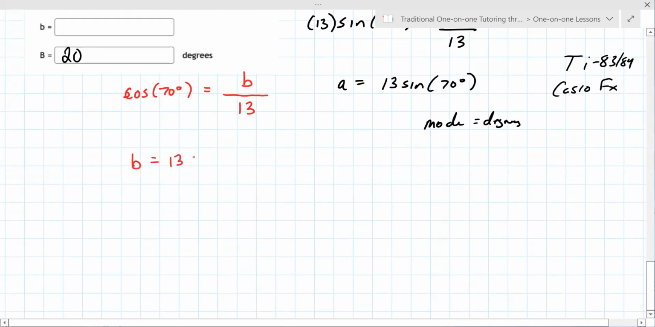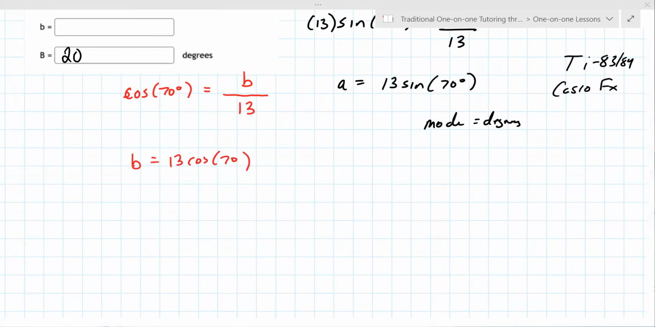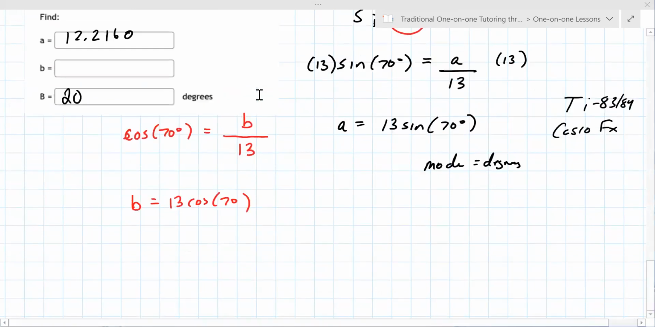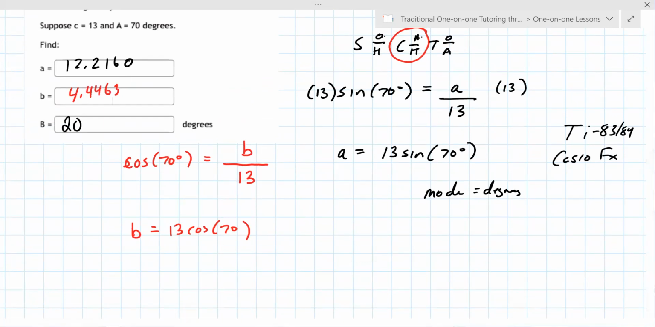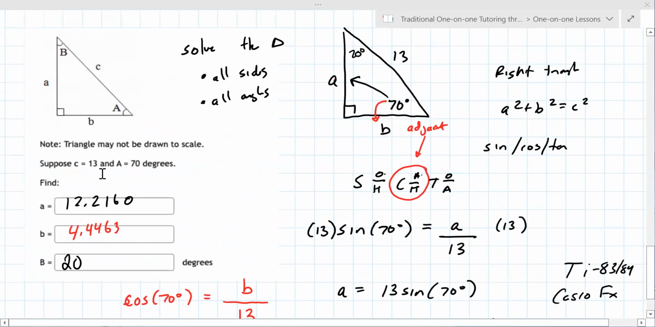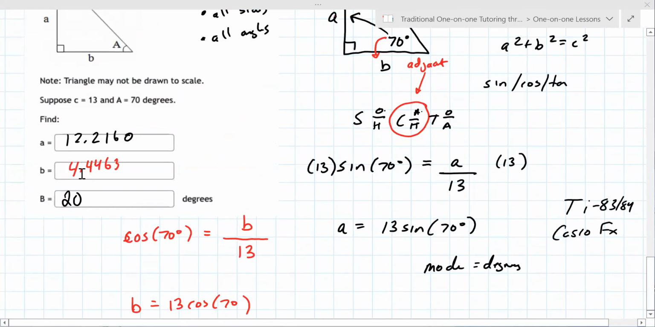B is equal to 13 times the cosine of 70. And let me know. This is what I get for that: 4.4463. Did you round? Yes. Okay, I didn't see any rounding instructions on here, so go with whatever they recommend.